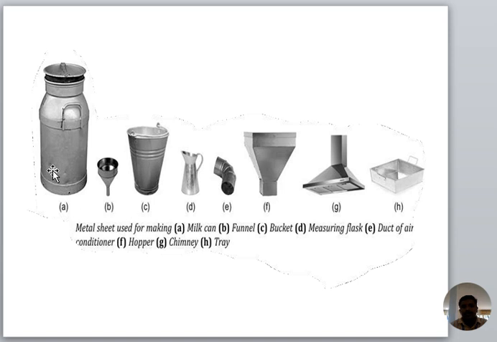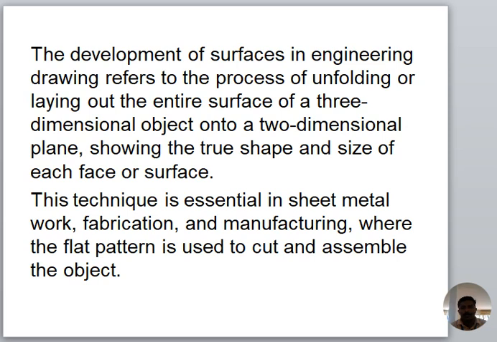These are the objects like metal sheet, hopper, it means funnel, and milk bucket. Next one, measuring flask, and next one, duct of air container, hopper, chimney, tray. These all are the three-dimensional objects. If these three-dimensional objects unfold, they form a plane surface, means a three-dimensional object becomes a two-dimensional object. Let us know more about the development of surfaces.